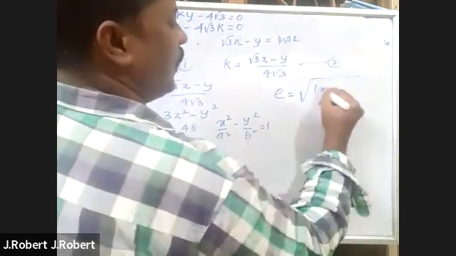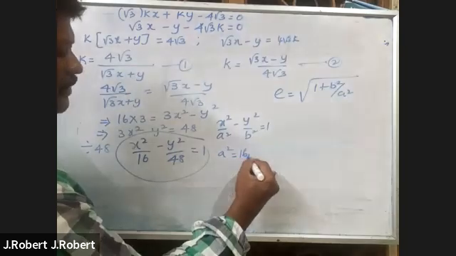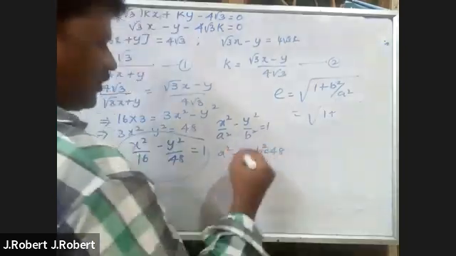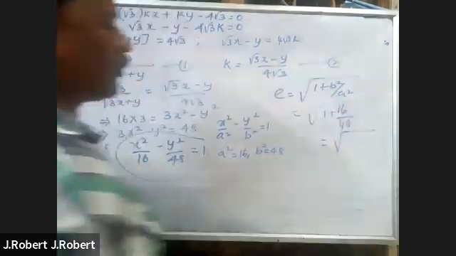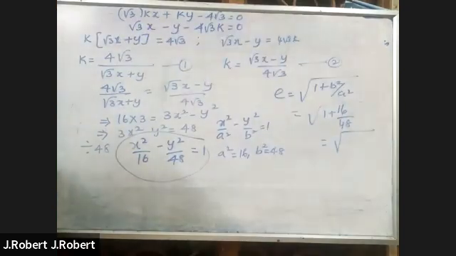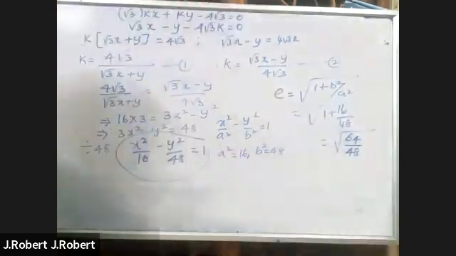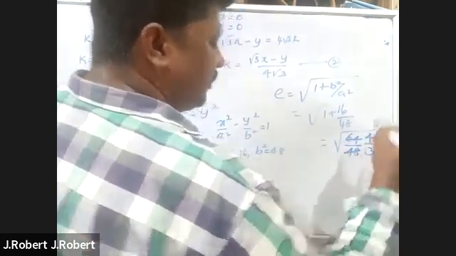Your e is equals to square root of 1 plus b square by a square. Your a square is equals to 16. Your b square is equals to 48. Therefore, square root of 1 plus 48 by 16, which is equals to square root of 16 plus 48 divided by 16, which is 64 divided by 16. Now 64 ல 16 4 times போகும், 48 ல 16 3 times போகும்.